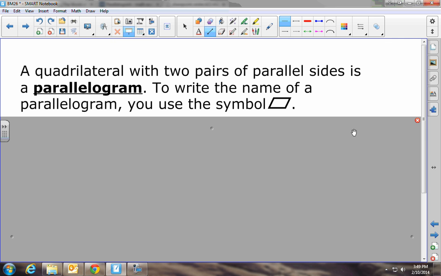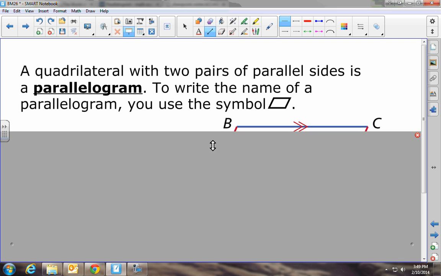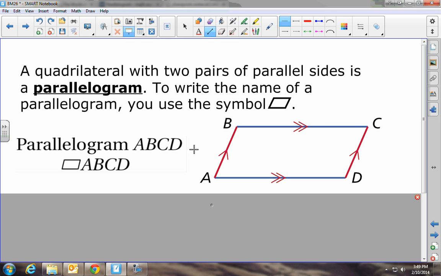A quadrilateral with two pairs of parallel sides is called a parallelogram. And to write the name of a parallelogram, you use this symbol right here. It's actually a small parallelogram. So in my example here, we're talking about parallelogram ABCD. We keep the letters in order, and we would call that parallelogram ABCD.